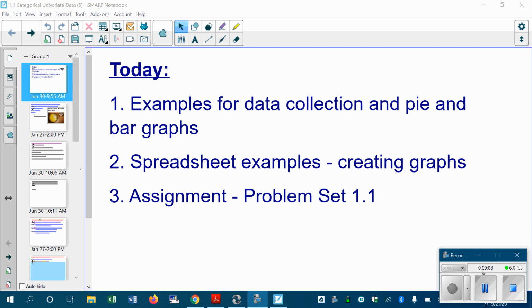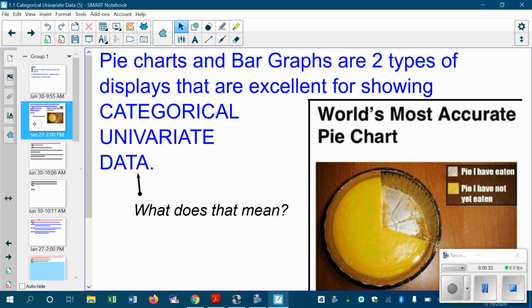Well, hello, this is our first lesson for Unit 1, and as you can see on the agenda today, we're going to be going over examples of data collection and pie and bar graphs. We're going to be looking at using a spreadsheet, and so I'm going to show you some things about using Google Sheets to create the same kinds of graphs, pie graphs and bar graphs, so you'll learn those both by hand and using technology. And your assignment is going to be doing problem set 1.1.